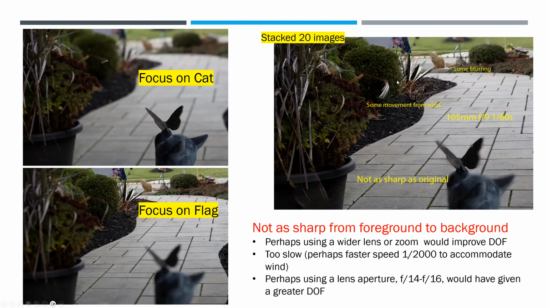And the problem was, it was wind. I think this was before I understood everything; I shouldn't have done this on a windy day. So you're going to get wind, and it's not going to be as in focus. I used my 105 at F9 at 1/60th of a second. If I had done it faster, I may have accounted for the wind, right? Maybe. And there is still some blurring back here.